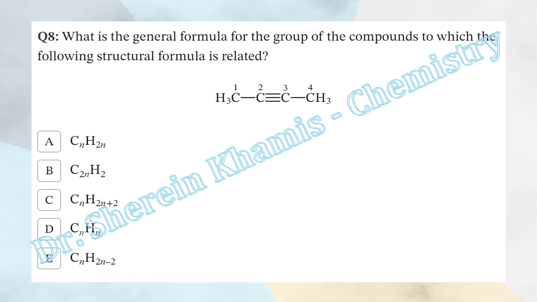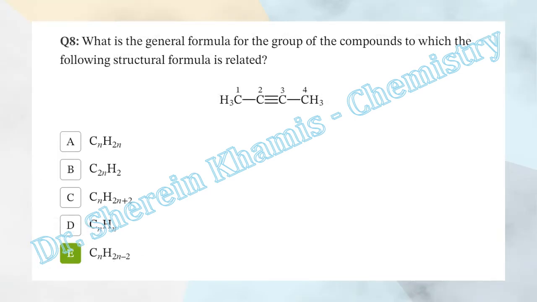Question 8 says: what is the general formula for the group of compounds to which the following structural formula is related? Okay, we have the carbon connected to the other one with 3 bonds, 2 pi and 1 sigma, so it's the general formula for alkynes, and the right answer here will be letter E, and the general formula will be CnH2n-2. I think it's another one of the easy questions here on the Nagwa platform. Okay, let's go into question 9.